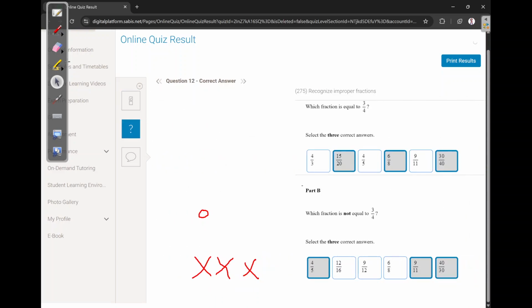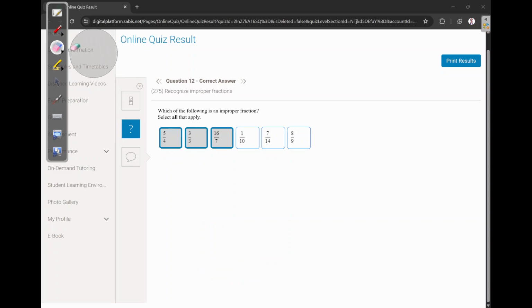Question 12. Which of the following is an improper fraction? Select all that apply. 5 out of 4, because the numerator is bigger than the denominator. 3 out of 3 is improper because they are equal. The numerator is the same as the denominator, so it is correct because they asked for improper fractions. 16 out of 7, numerator bigger than denominator, is correct.